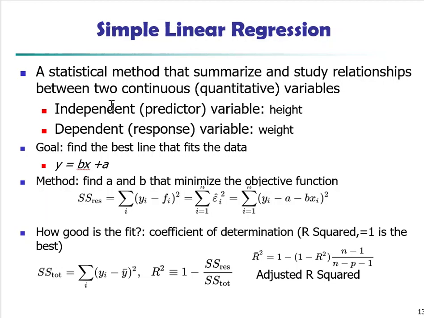So in this example, we have the independent variable height and a dependent variable weight. We're going to use height to predict weight. Independent variable is also called predictor. Dependent variable is also called response. Our goal for linear regression, given a set of observations, a set of individuals whose weight and height values are known to us, is to find the best line that fits the data. So we have y being weight and x being height. We're using height to predict weight.